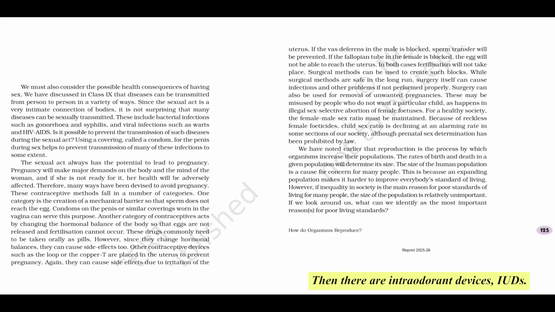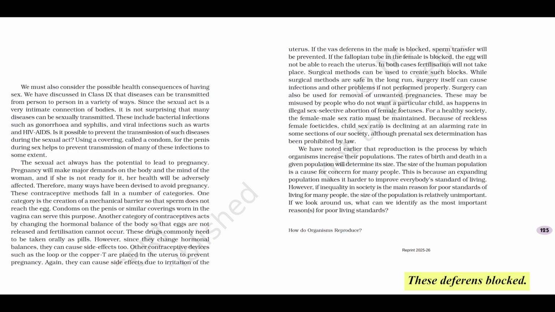Then there are intrauterine devices, IUDs, small devices placed in the uterus by a professional. Examples: Loop, Copper T. They work by preventing implantation or making the uterus hostile to sperm, and can sometimes cause side effects, irritation, bleeding.